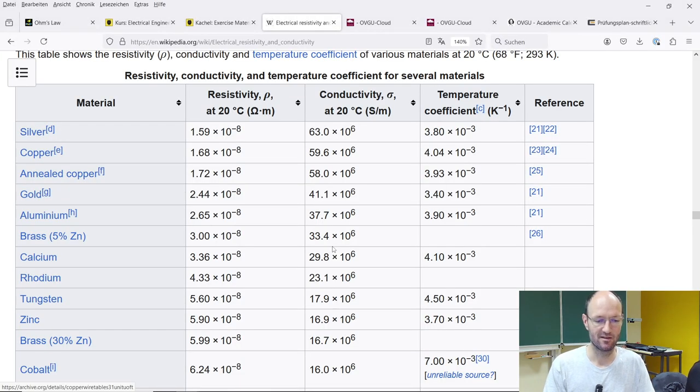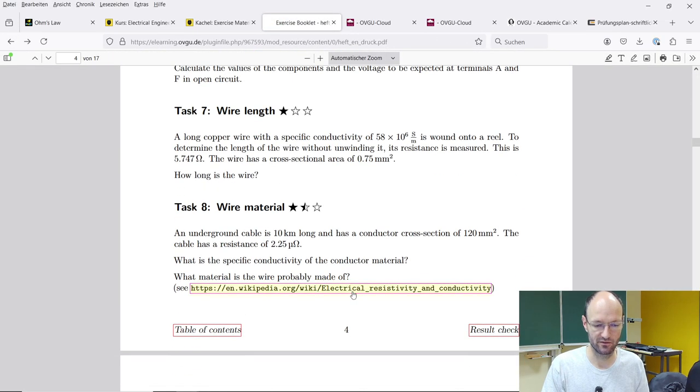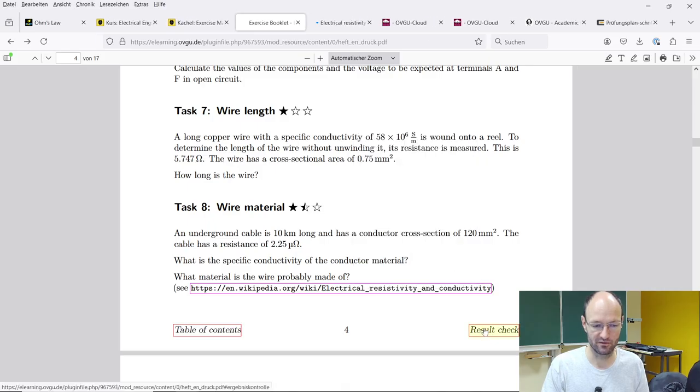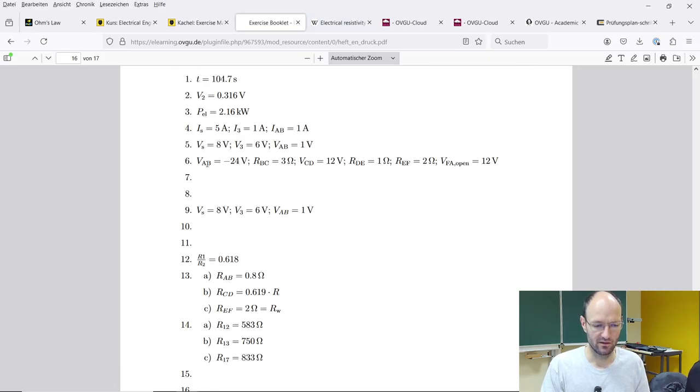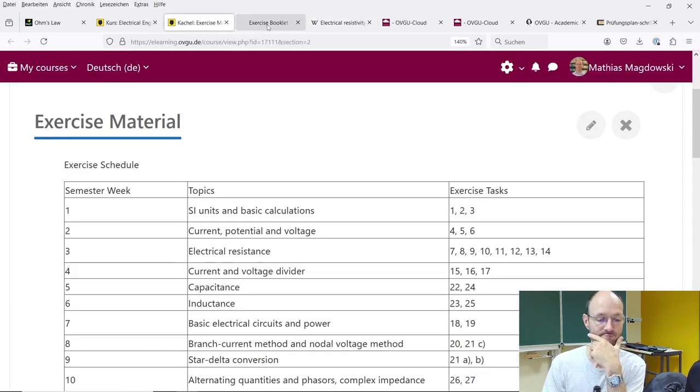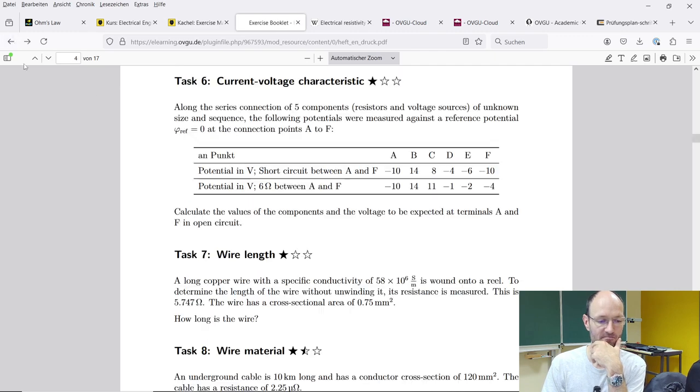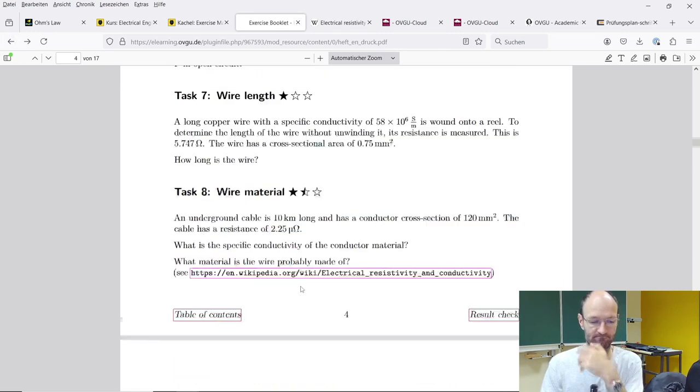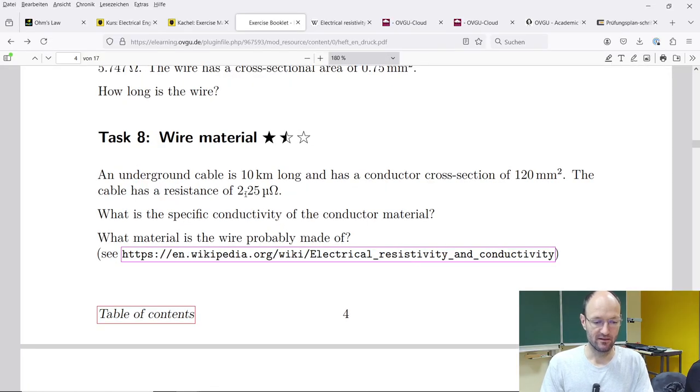That's a good point. So let's go back to the task sheet. Let's open this up in a new tab. And let's go to the results check. And oh, there's also no answer given there, right?